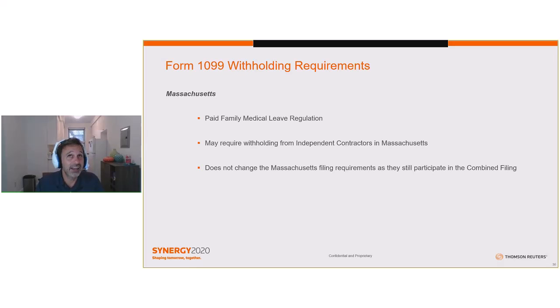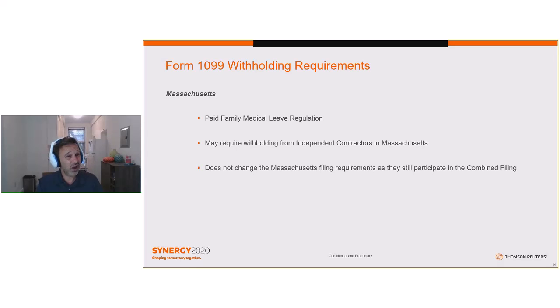This has been a very difficult administrative process to roll out for my clients and companies in Massachusetts, because independent contractors are treated as they should be, completely separate from employees, separate departments. These withholdings, though, have to be paid and deposited along with your payroll tax deposits for paid family medical leave from employees.